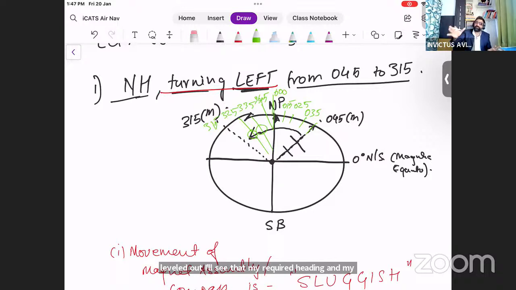If I don't do it, if I do it on 315, by the time I've leveled out, my actual heading would be more than 315. That could be 320, 325, 335. Then you're not on track. Even 5 degree, 10 degree off track is a big deviation, students. Big deviation. We don't need that much of deviation off track.